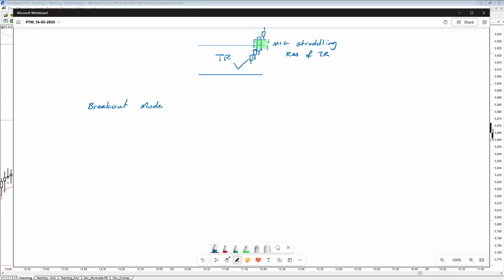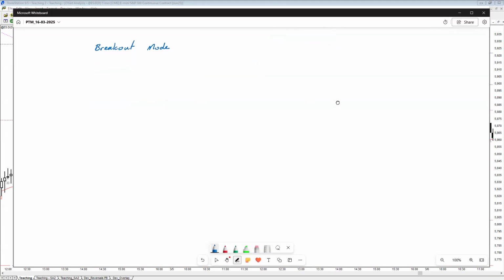Understanding this is one of those major skills in trading. So pay attention, this is really important. So breakout mode means the market can be in a situation where a new breakout is expected. Simple as that. Situations where a new breakout is expected.